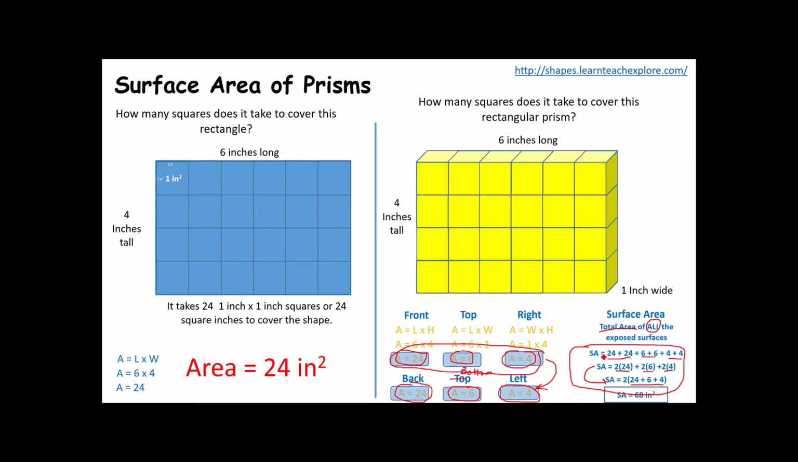And that would give you a total surface area of 68 square inches, which is hard to see because I drew on top of it. There you go. Total surface area is 68 square inches, meaning it would take me 68 1-inch by 1-inch squares in order to cover the entire surface of this 3D object. And that's basically it. That's surface area of rectangular prisms.